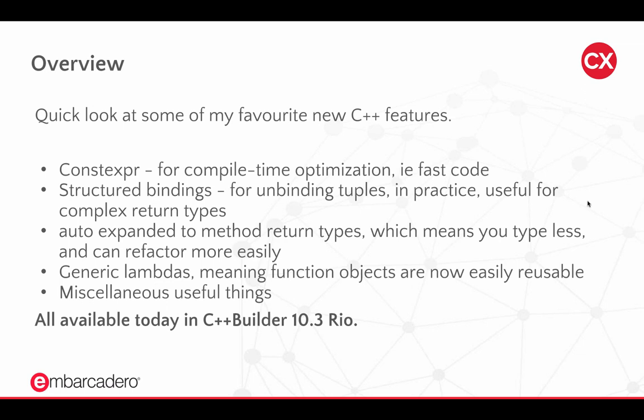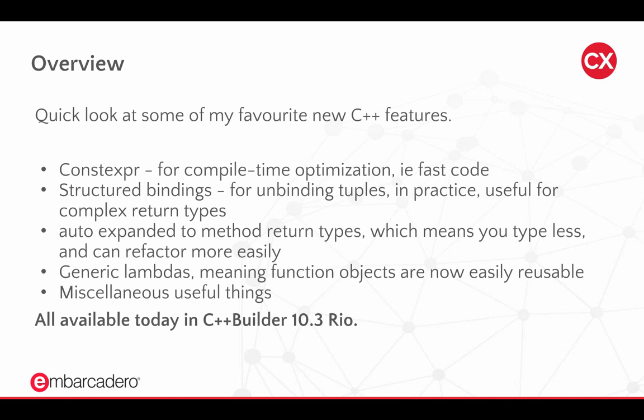So there we go. This has been a really quick and, I think, quite light overview of just some of my favorite new C++ features. We looked at constexpr. Constexpr has existed since C++11, although it's been expanded since. We have excellent support for that in our new C++ compiler. One common use case, and the way that I prefer introducing constexpr to people, is to use it for compile time optimization, in other words, fast code. Structured bindings, again, a really useful use case for it is for unbinding complex return types to local variables.